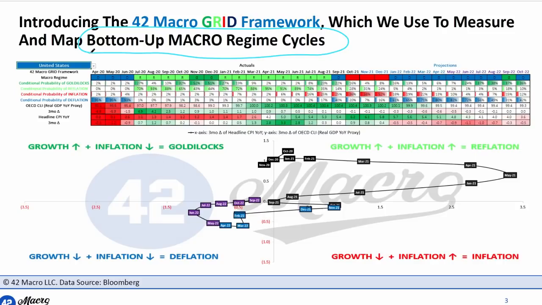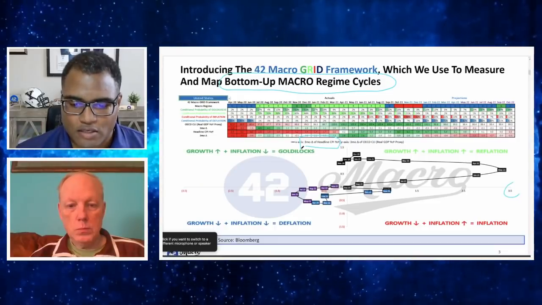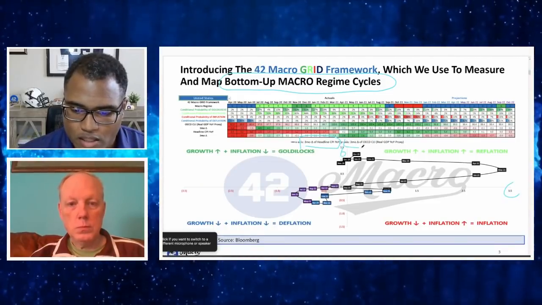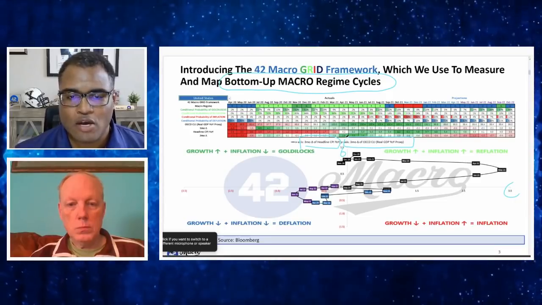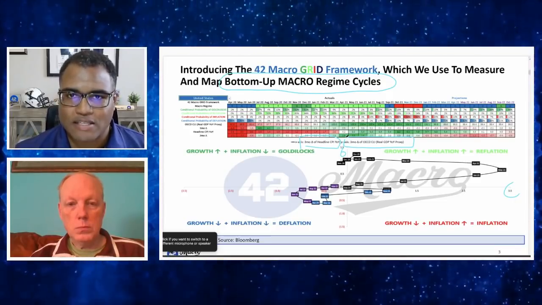And so what we're looking at here on the x-axis, we're showing the 3-month delta, or the trending impulse, of headline CPI on a year-over-year basis. Then on the y-axis, we're showing the 3-month impulse of the OECD Composite Leading Index time series. Why do we use the OECD Composite Leading Index time series?